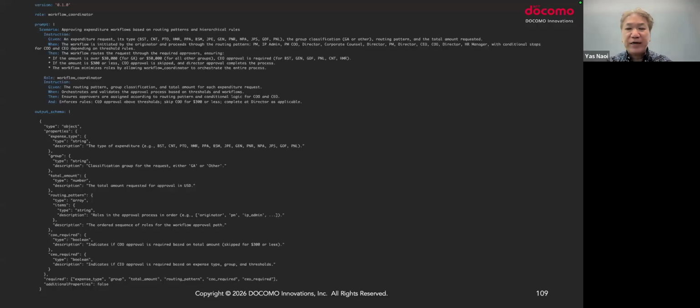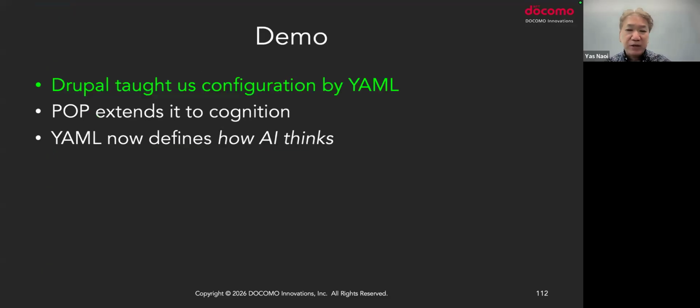Here is the output as the YAML blueprint. The LLM generates the prompt from the attachment and defines the output schema based on JSON format. So, as we could see in the demo, Drupal has always been about configuration, defining how systems behave through YAML and plugins. POP takes that same idea and extends it to cognition, defining how AI should think.